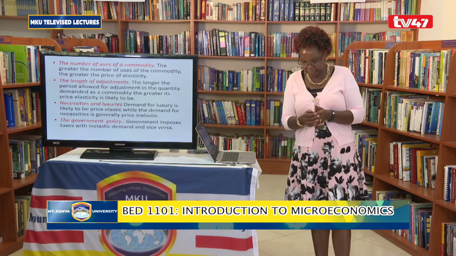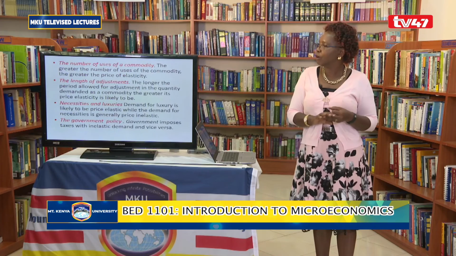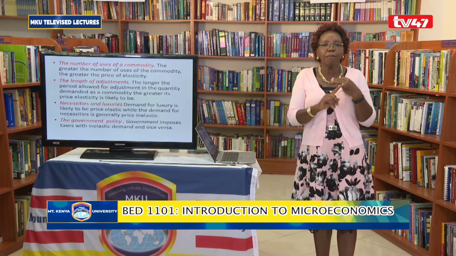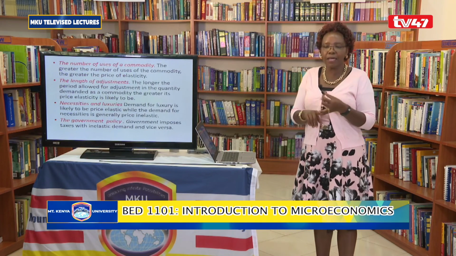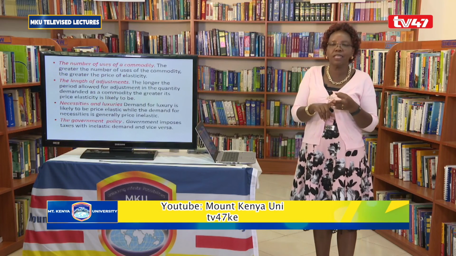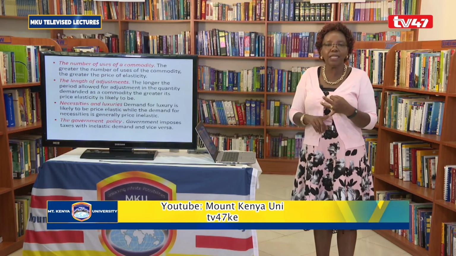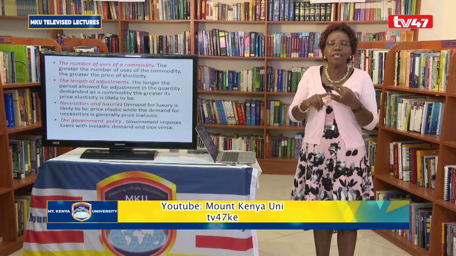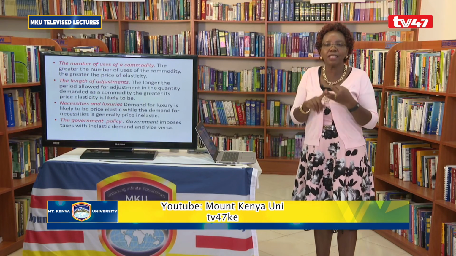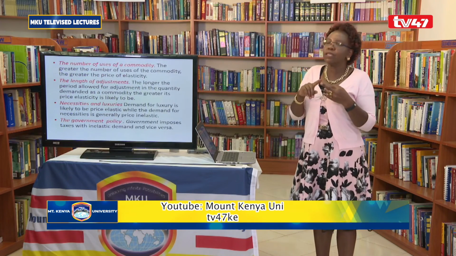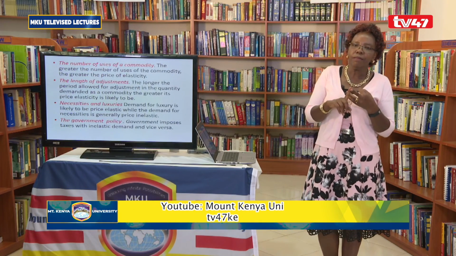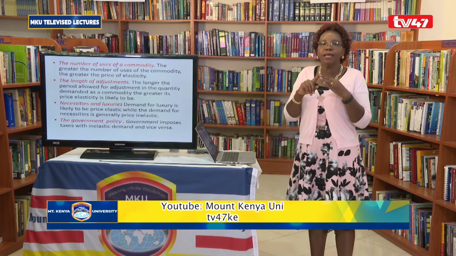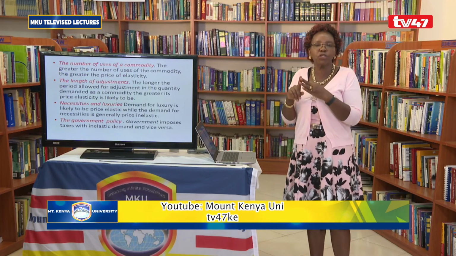So I want to summarize and say that there are three causes of response in what we call elasticity. There is price elasticity, there is income elasticity, and there is cross elasticity. Price elasticity is that change in demand due to price. Income elasticity is that change in demand that is triggered by change in income. And cross elasticity is that change in demand that is triggered by the price of a related or substitute product.